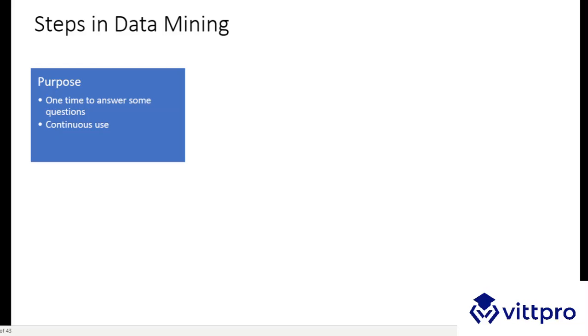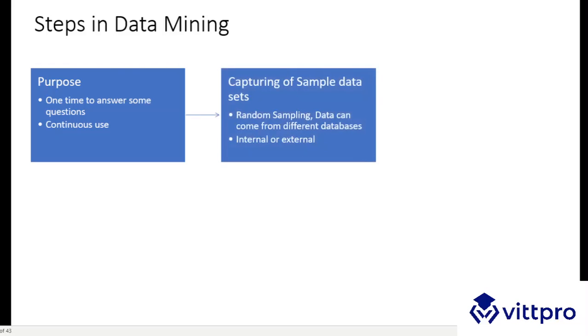For example, when Google is doing the data mining of your search results, they have an objective. They want to understand and clusterize you and understand the patterns. What do you like, right? What is your profile? What kind of ads they want to show you? So they have a purpose. So when you are doing data mining, you have to have a clear purpose in your mind. And then the second step is to capture sample data sets.